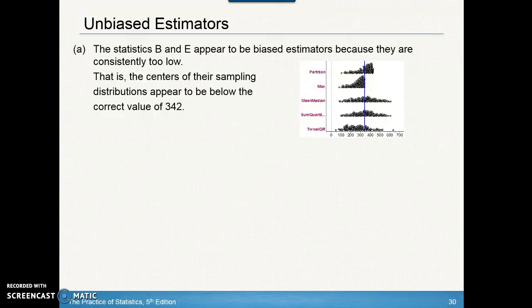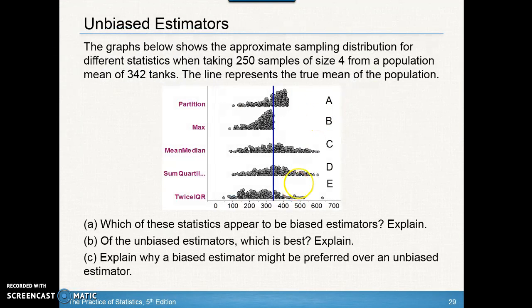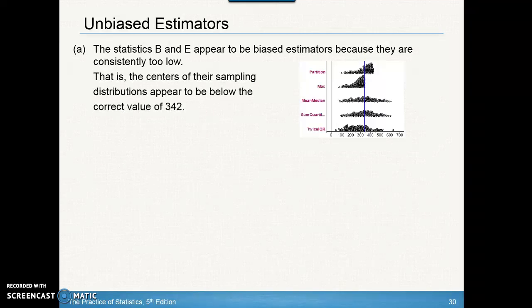All right, let's take a look at question A. If we're taking a look at our example here, the statistics B and E appear consistently too low. Here is B and here is E. If we take a look at these, they're consistently too low, like way too low. The center of their sampling distributions would probably be here and here, which appears to be below the true mean of 342 tanks.